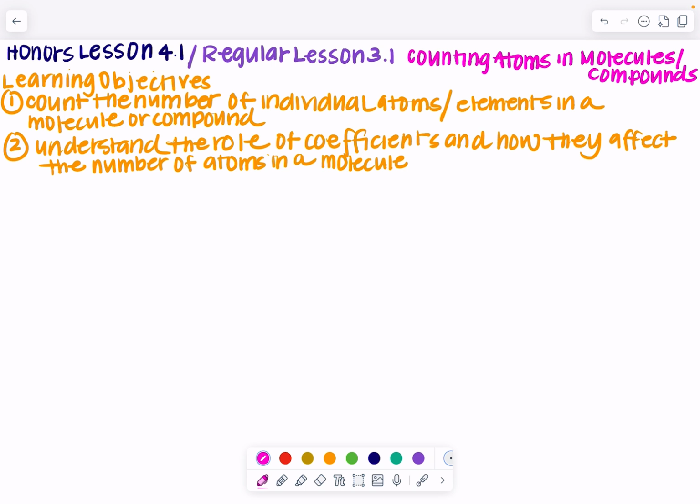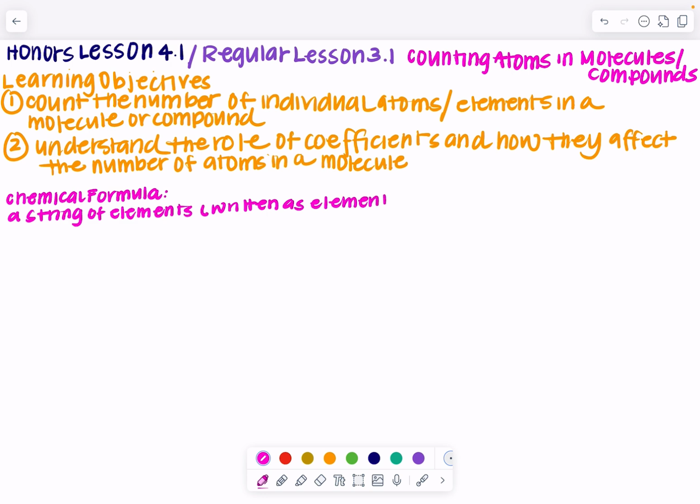But the first thing that we need to do is define a chemical formula. We've been writing chemical formulas for quite some time already, but I know it's been a while since we've actually talked about it. So a chemical formula is a string of elements, and these are written as element symbols that make up a molecule or a compound.